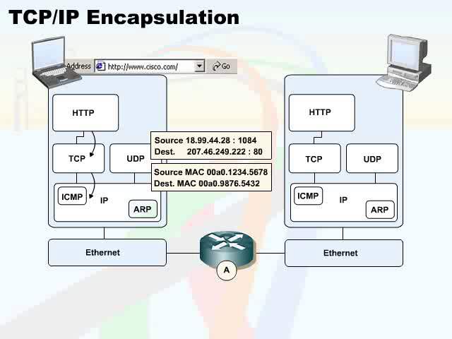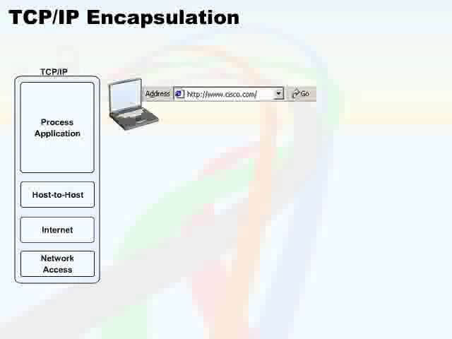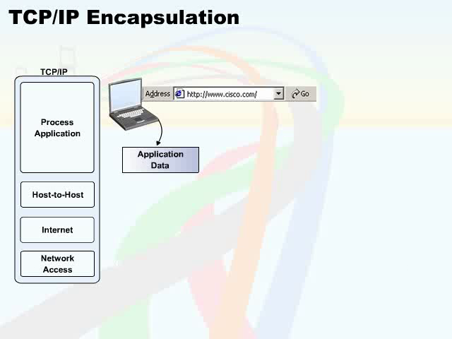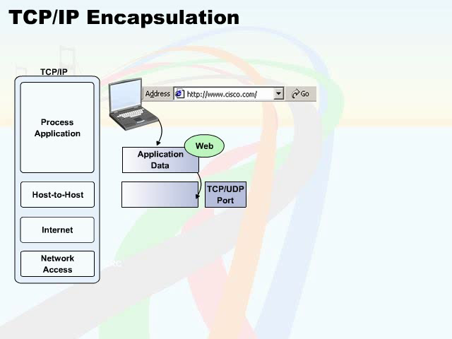Remember, encapsulation means that the layer 2 protocol, which in this case is going to be Ethernet, is going to frame it up and get it ready to be sent out across the wire. This is what it looks like. Here's our original system asking for Cisco.com. It passed application data, which was based on the HTTP protocol web data. It passed it down to layer 4, where the TCP and UDP port was added to it. This was that header, that layer 4 header.